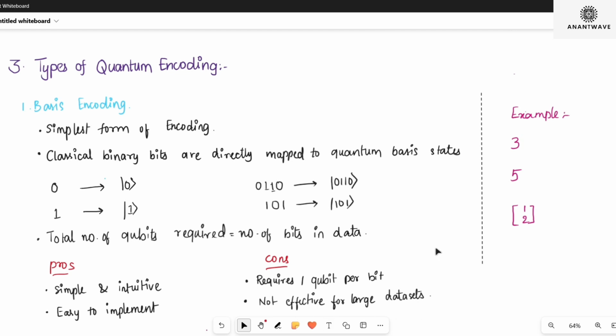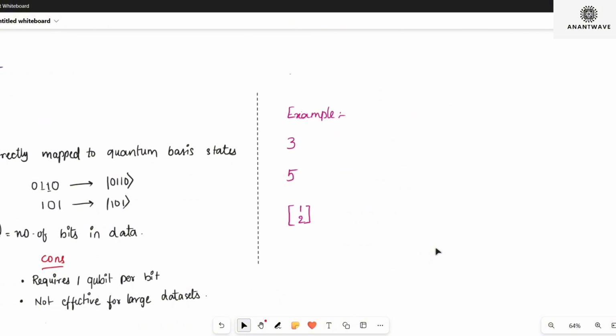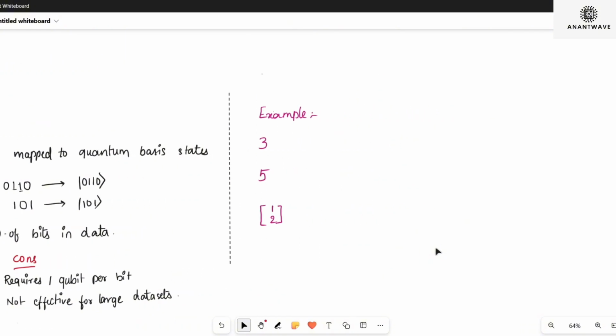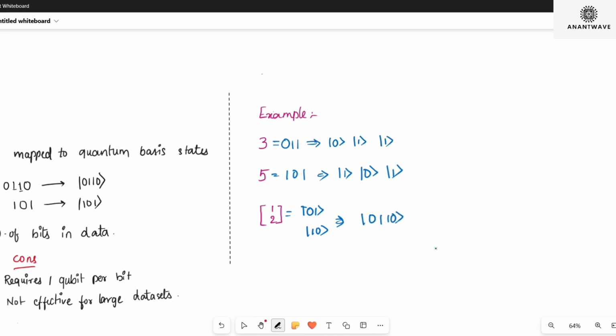So, let's look at an example: 3, 5. What is 3 in binary? That is 011. So it can be represented as ket 0, ket 1, ket 1. And 5 is 101, so it can be represented as ket 1, ket 0, ket 1. And 1 comma 2: 1 is ket 01 and 2 is ket 10. They can be represented as 0110. This is how we represent in basis encoding.